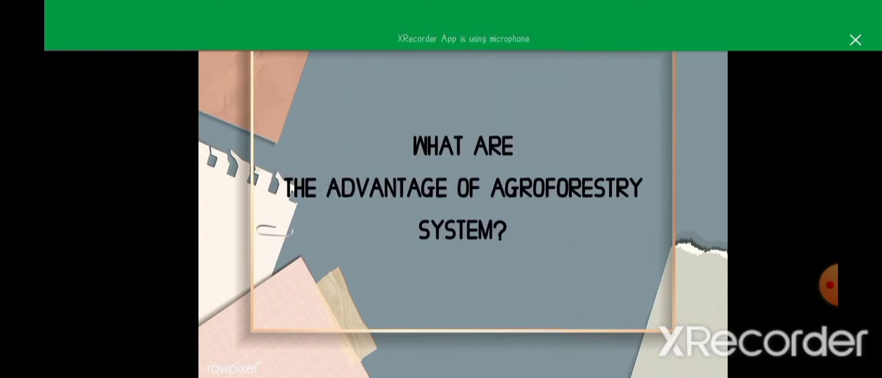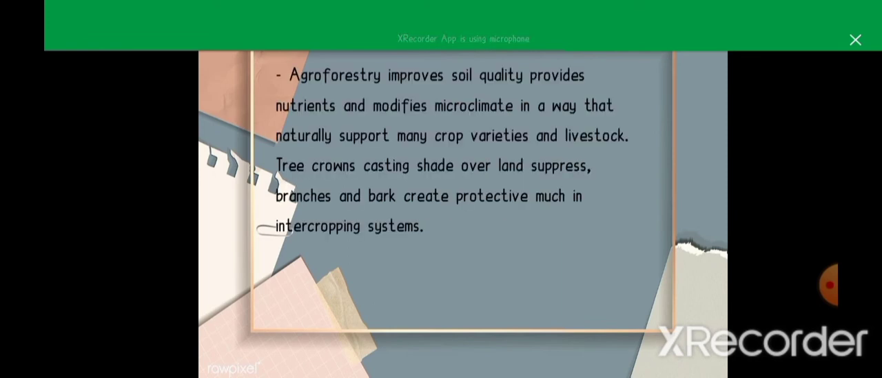What are the advantages of agroforestry system? Agroforestry improves soil quality, provides nutrients, and modifies microclimate in a way that naturally supports many crop varieties and livestock. Tree crowns cast shade over lands, and branches and bark create protective mulch in intercropping systems.